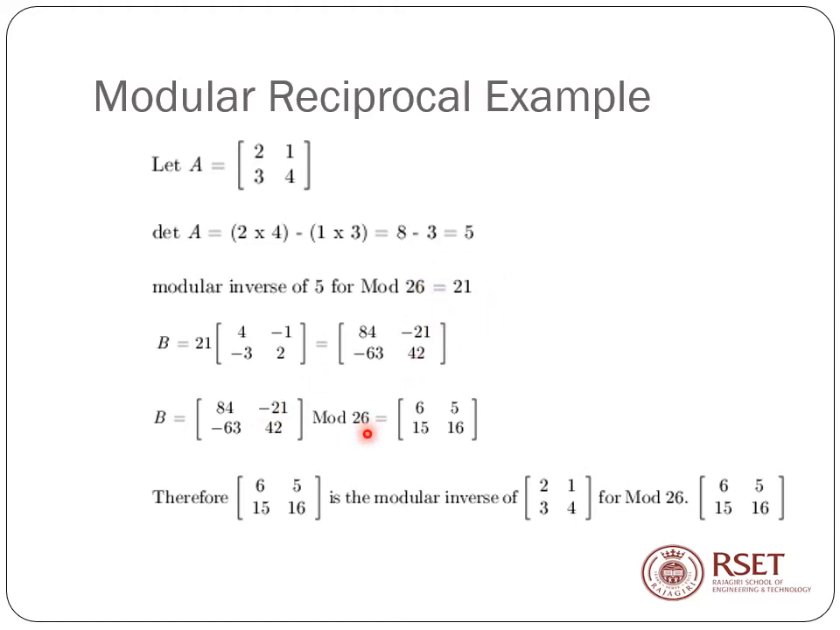So our job is not over. Find mod 26 for each of these elements. 84 mod 26 is 6. Minus 21 mod 26 is 5. Minus 63 mod 26 is 15. You can use the modulus theorem and do it on your own to get these values. Therefore, 6, 5, 15, 16.